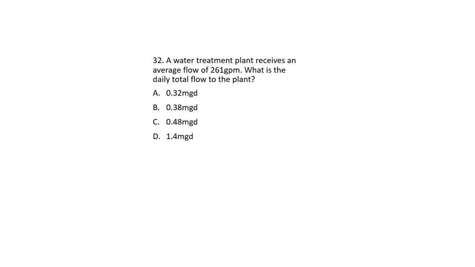A water treatment plant receives an average flow of 261 gallons per minute. What is the daily total flow to the plant? 0.32 mgd, 0.38 mgd, 0.48 mgd, or 1.4 mgd. The answer is going to be B, 0.38 mgd. You're doing 261 times 60 minutes in an hour times 24 hours in a day divided by 1 million. That's what gives you the answer.